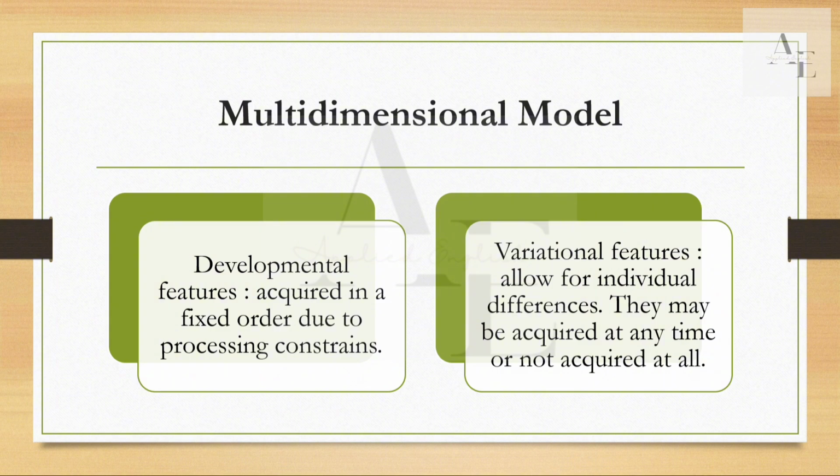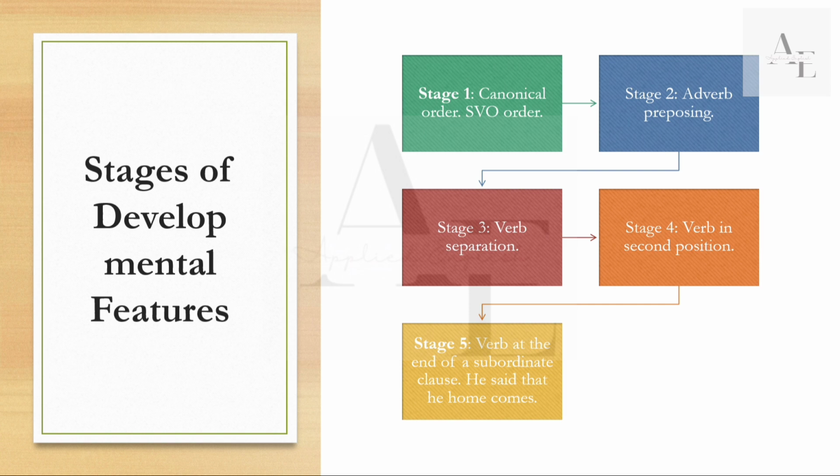About the developmental features, we have here stages of developmental features. Actually, the study was done by a German researcher, so most examples were in German. I didn't put them because they weren't very understandable for us. But let's talk about the stages. Stage 1 is canonical order. It's the order of the sentence, so they learn SVO. It's the first thing that learners acquire, the order of the sentence.